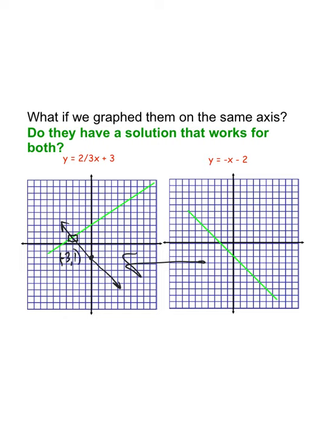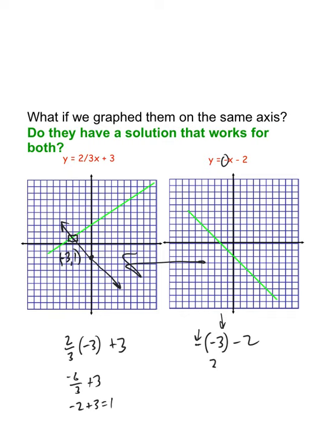So if we put -3 into each equation, 2/3 times -3 plus 3, and then -(-3) minus 2. That looks a little different there. You do have to remember that the negative from the beginning in front of the x is this, and then the actual x is a negative on its own, so that's why it's a -3. So 2/3 times -3: 2 times -3 is -6, that's -6 over 3 plus 3, which is -2 plus 3, or 1. Similarly here, a -3 becomes a positive, and 3 minus 2 equals 1.